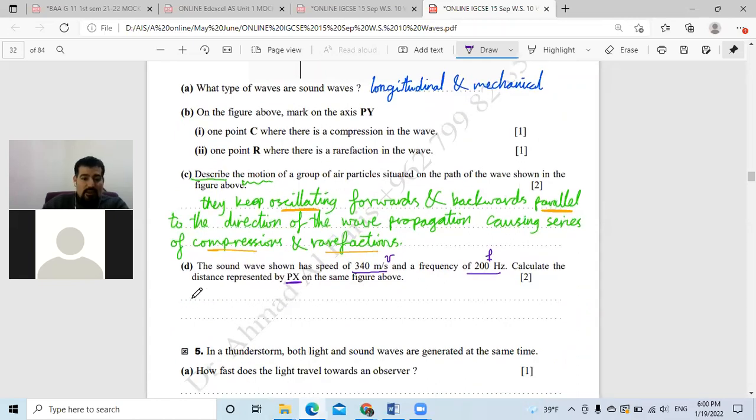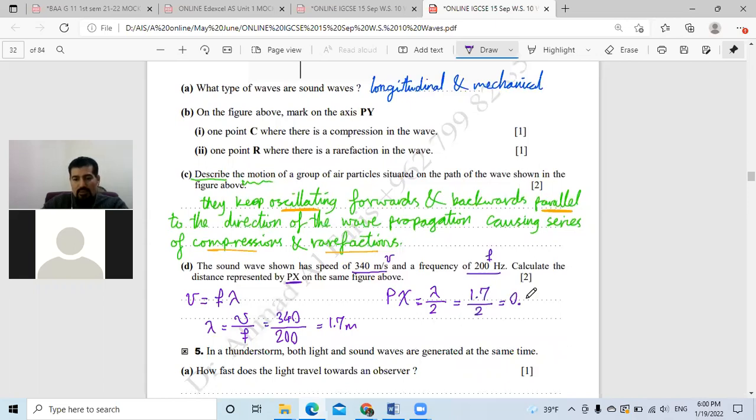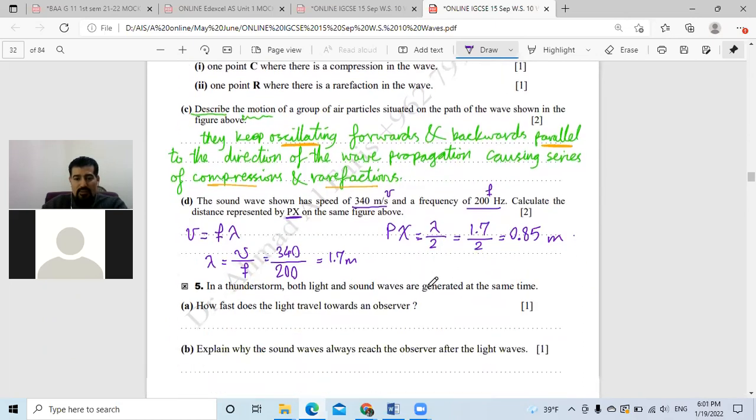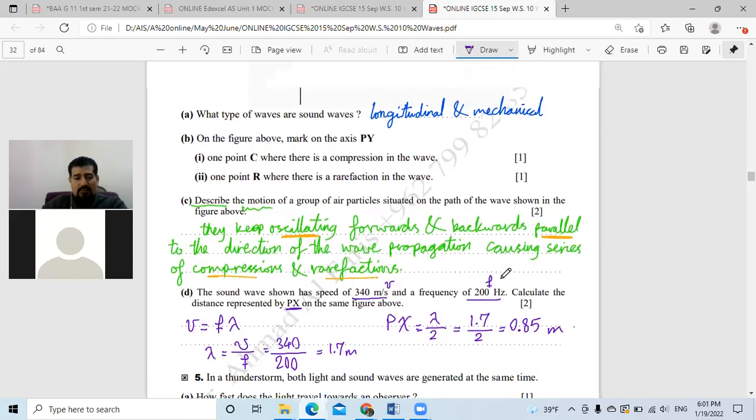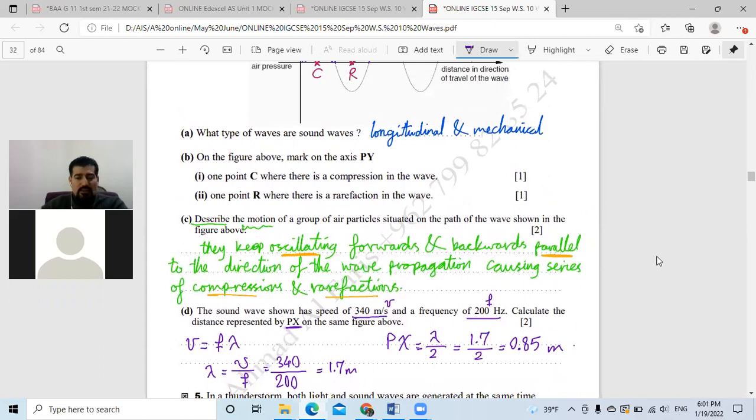We know that speed equals frequency multiplied by wavelength. That means wavelength equals speed over frequency, which is 340 divided by 200, and the answer will be 1.7 meters. But the distance PX is, as you told me, half the wavelength, lambda divided by 2. So 1.7 over 2 is equal to 0.85 meters. The unit is meters because they give us the speed in meters per second and the frequency in hertz, so it stays in meters. So that's how we answer this question number 4.